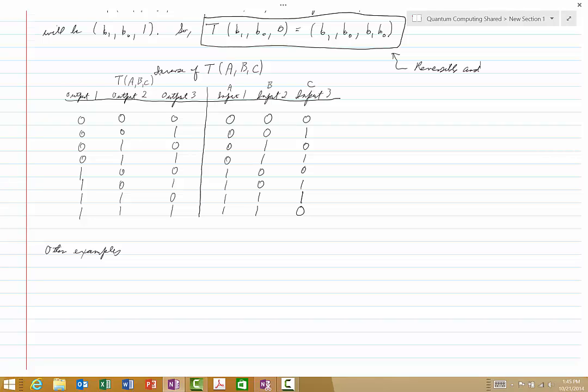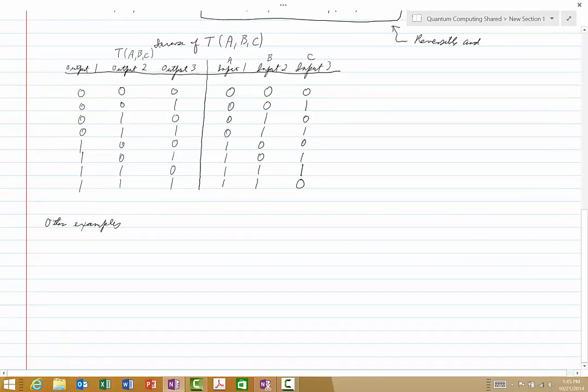So on the other hand, if we take T of 1, 1x, we will get 1, 1, x prime. And so this is one way to have a reversible inverter. Of course, the classical inverter, as we've already said, the classical inverter is already reversible.